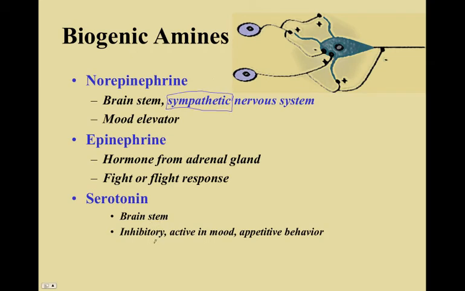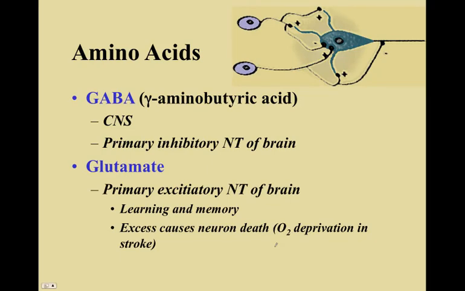Serotonin within the brainstem as well is inhibitory. It's key, this inhibition. It's active in mood and appetitive behavior. Amino acids: GABA, gamma-aminobutyric acid, in the central nervous system is the primary inhibitory neurotransmitter of the brain. So a lot of times if we see problems with ADD or issues where we need increased inhibition, we will most likely see GABA at play. Glutamate is the primary excitatory neurotransmitter of the brain, key for learning and memory, yet excess amounts of glutamate can cause neuron death. Oxygen deprivation and stroke is an example.